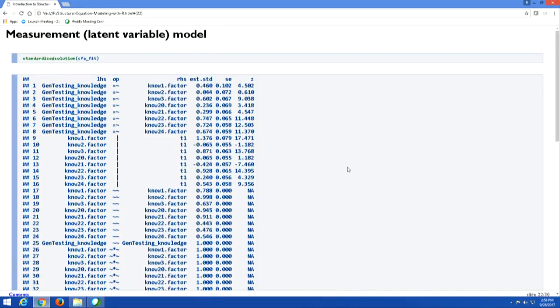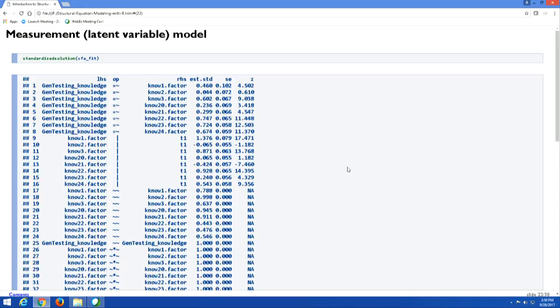But at the top there, you can see genetics testing knowledge, and you have the same operator that we used when we wrote the model out. And on the right-hand side, we have the manifest variables. And EST.std stands for estimate in standardized units. And these are just correlation coefficients, right? So the correlation between the latent knowledge construct and the first knowledge quiz question was 0.46. So those two are very strongly correlated.